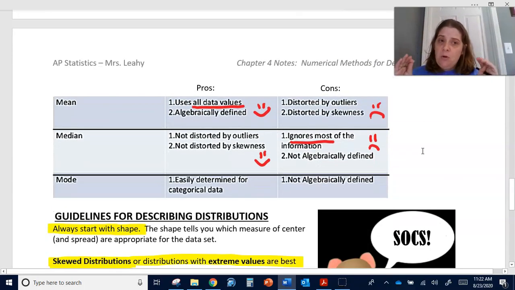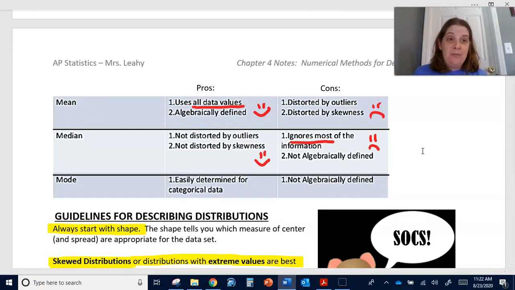Okay, so things about means and medians then. The mean, reasons why we like it. The ultimate reason why we like the mean more than other measures of center is primarily because it uses all the data values. Every data value is included. High numbers, low numbers, medium, everything is included in that calculation. You add them up, you divide by how many there are. There's also a formula for it. It's defined by a formula. We like that as mathematicians.